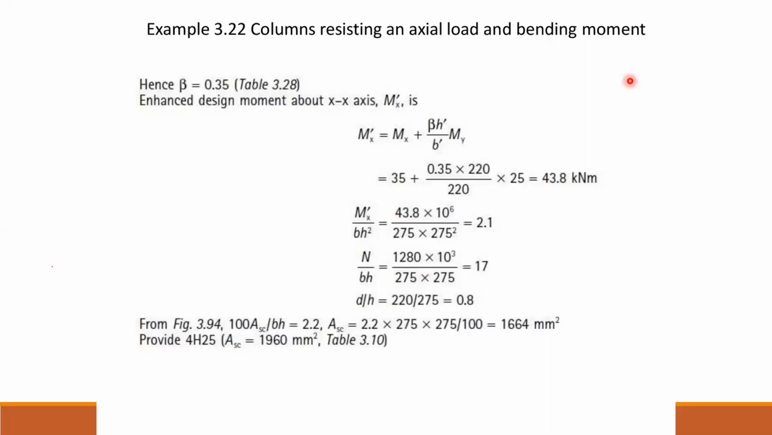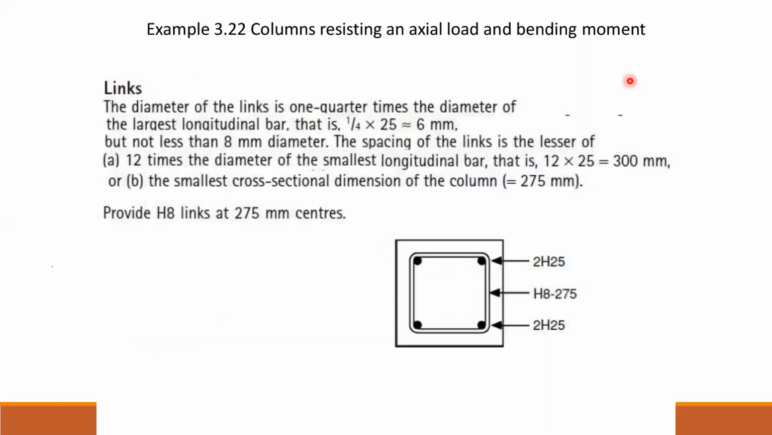So M dash over BH squared is equal to 2.1, N over BH is equal to 17, D over H is equal to 0.8. From the figure in the Eurocode 3, the figure 3.94, you can find out the area required for the column. So finally, you can list it as the total reinforcement requirement is 1664. So then you can select the number of the bars required.